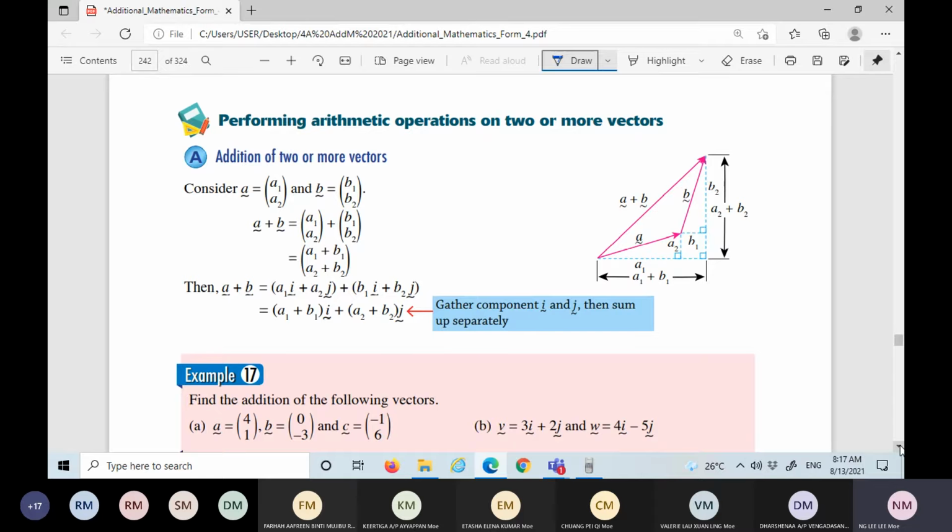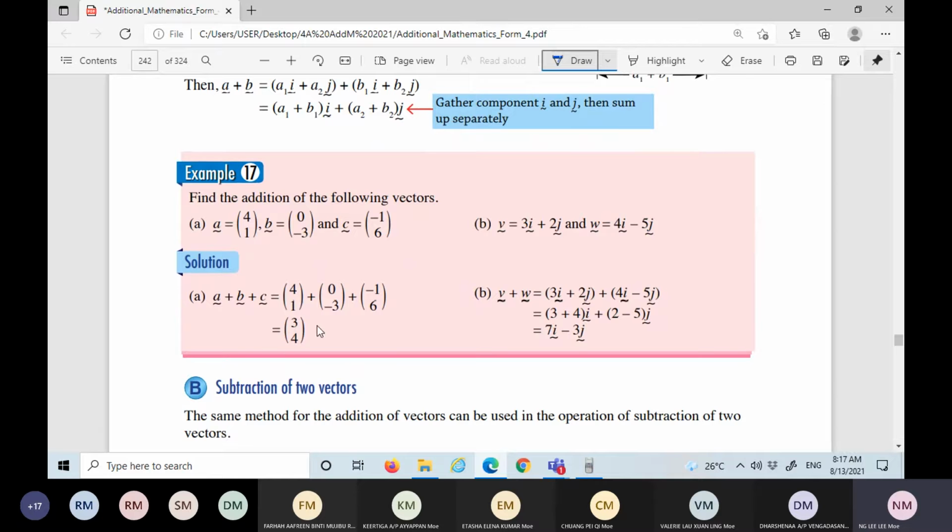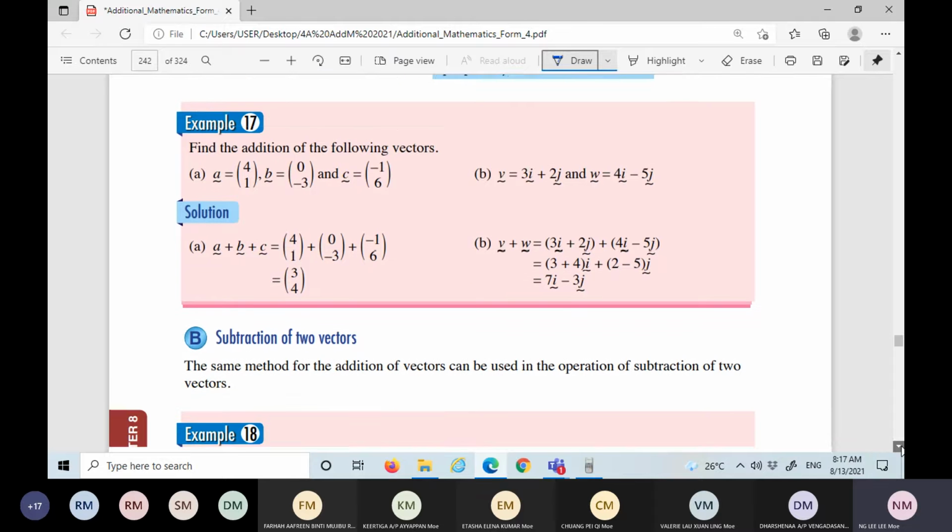So we straight away go to the example. This is in column vector form, 4 1, 0 negative 3, negative 1 6. Let's say you want to find A plus B plus C. Just add 4 plus 0 plus negative 1, and then 1 plus negative 3 plus 6. The first one, 4 plus 0 plus negative 1, you will get 3. 1 plus negative 3 plus 6, you will get 4. For the ij form it is the same thing, you just group all the i and group all the j. This type of question is very simple.